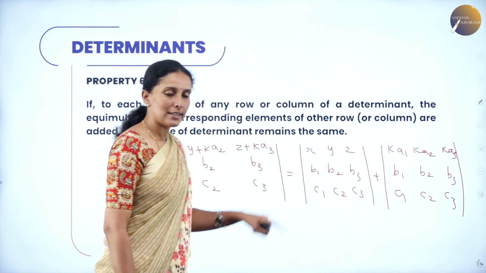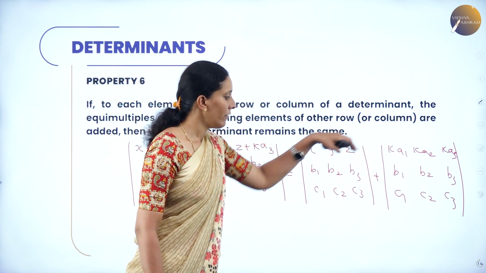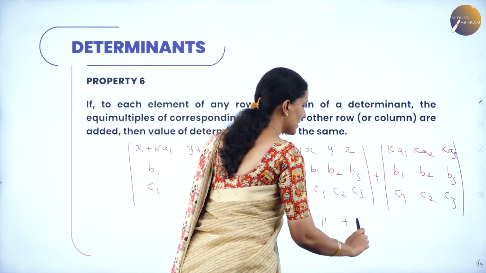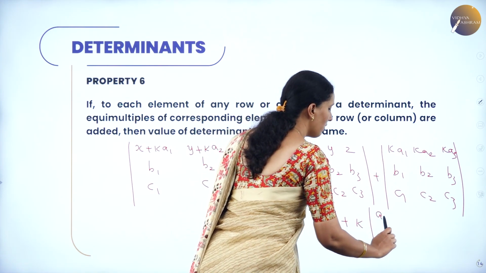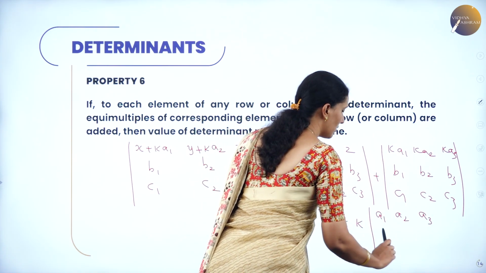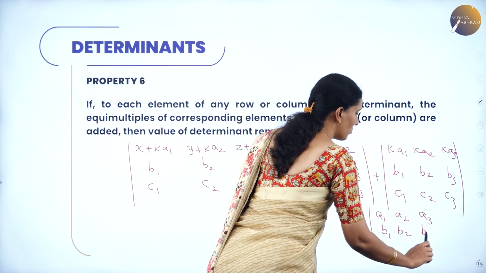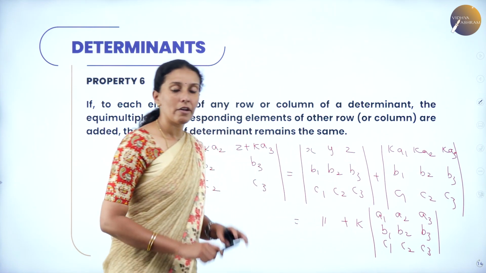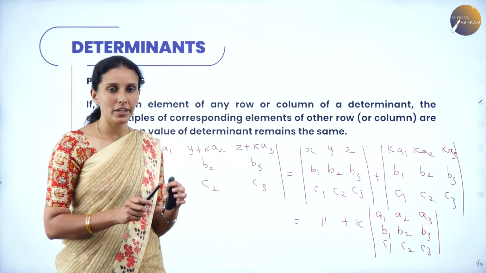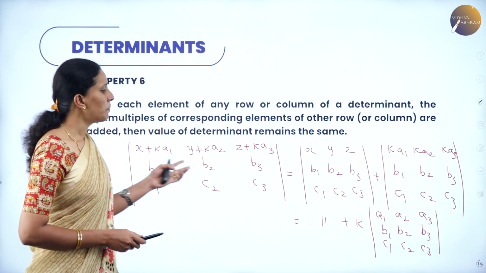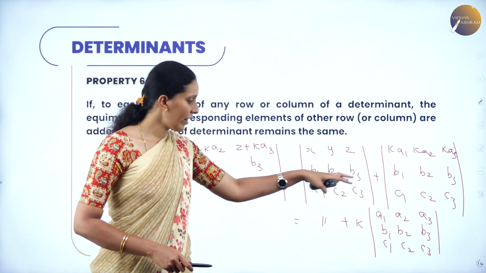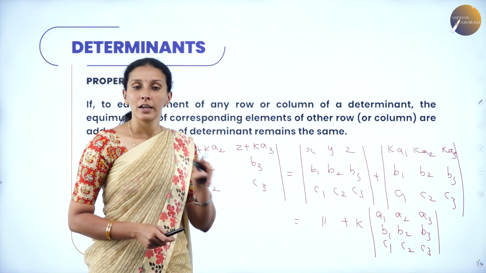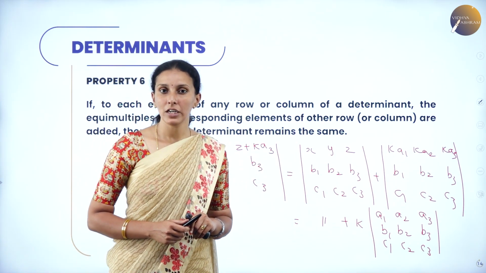Again, we can take k as a common factor outside. Whenever you take k as a common factor, the first determinant remains the same, plus k outside, and here you have a1, a2, a3, b1, b2, b3, c1, c2, c3. Thus the value of the determinant will not change. We can split into two determinants and take k as a common factor, which makes simplification easier, but the value of the determinant will never change.